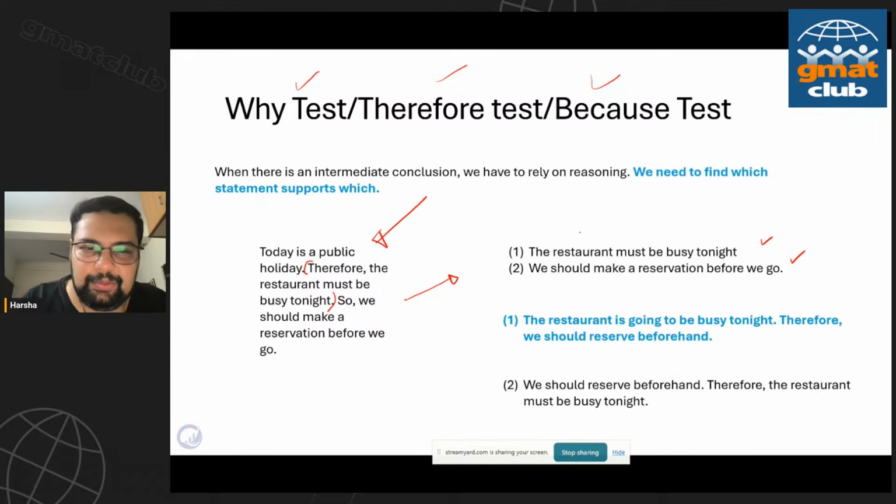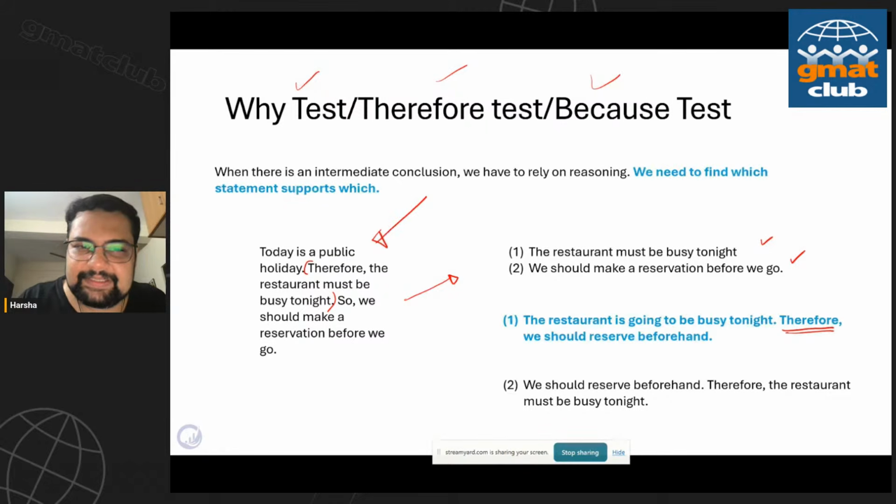And you don't need to use the exact words. The core idea is what matters, right? Now you have to see what statement is supporting what. One way to do that is what I've written. What I've written is a therefore version of this test. Which sequence makes sense? The restaurant is going to be busy tonight. Therefore, yes, boss, we should reserve beforehand. It's going to be busy, so let's reserve beforehand.